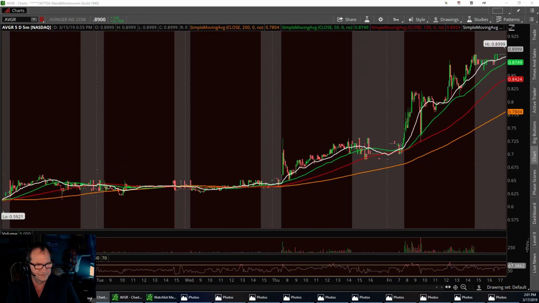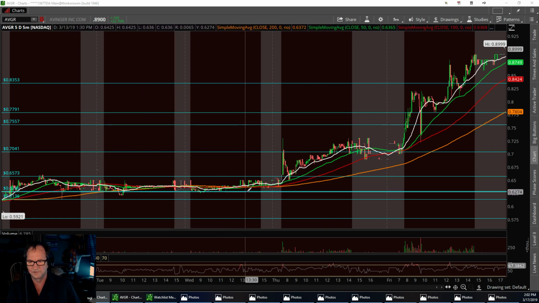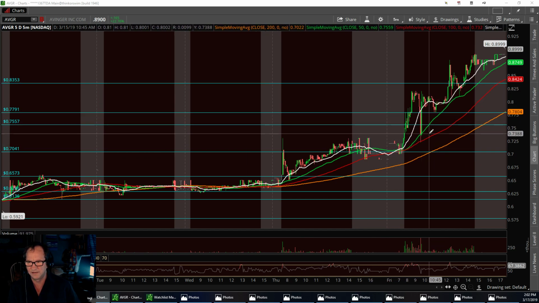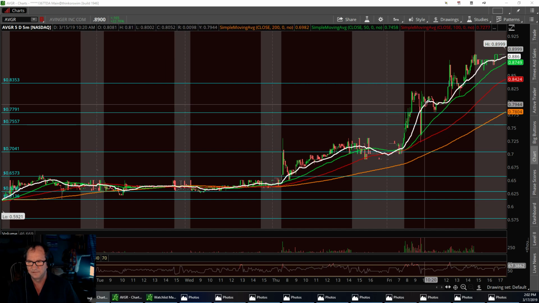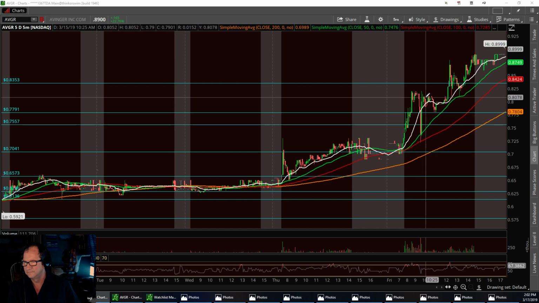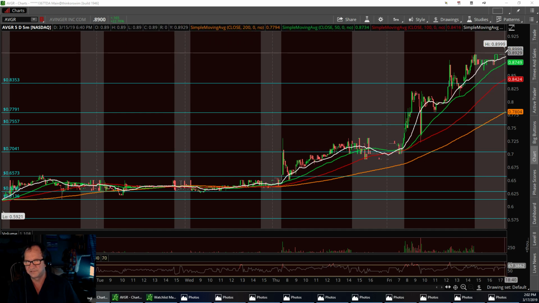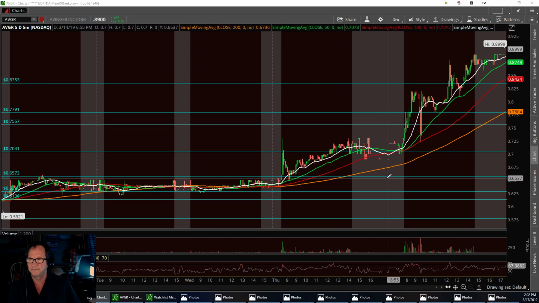So AVGO, see how it solidly respected. This could be a good little swing trade from 4 or 5 days. It possibly respected the 20 all the way up, kept respecting the 20, did have a little sell off, but it hit that 50, bounced right back up, and just kept on going up, and still respecting the 20 SMA. So we want to keep AVGO on our watch list Monday and see what happens.